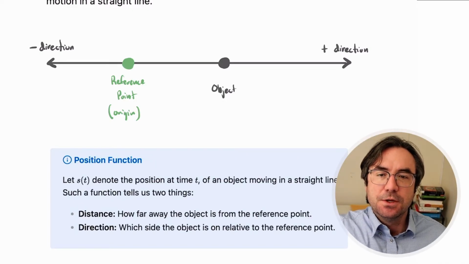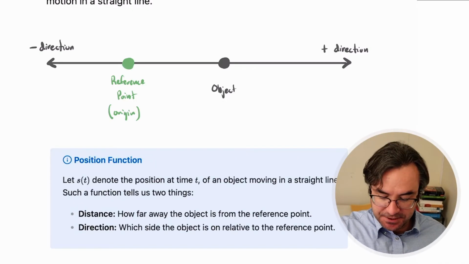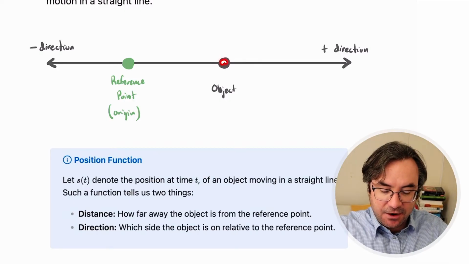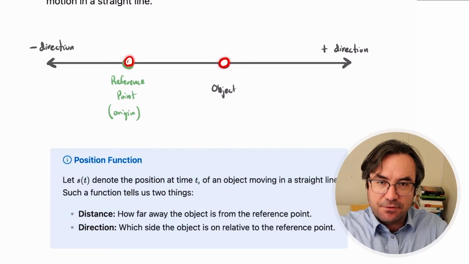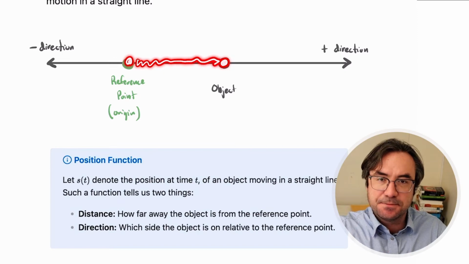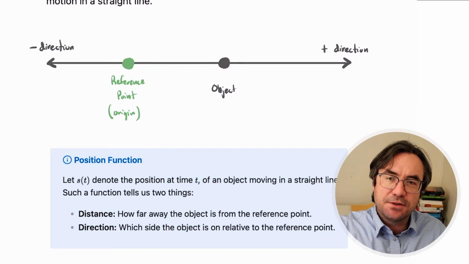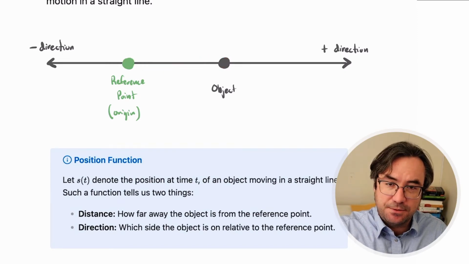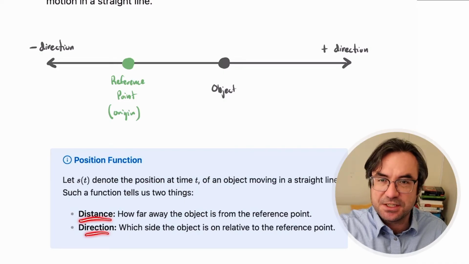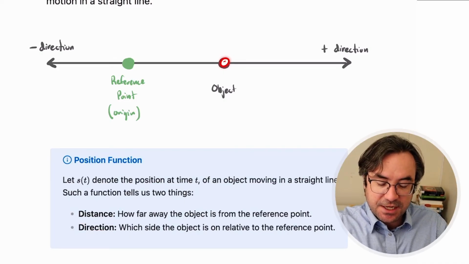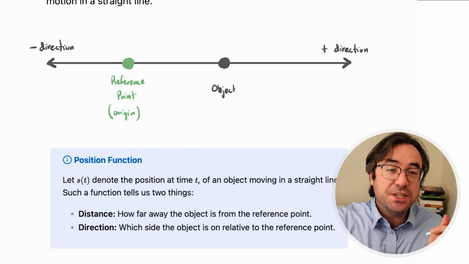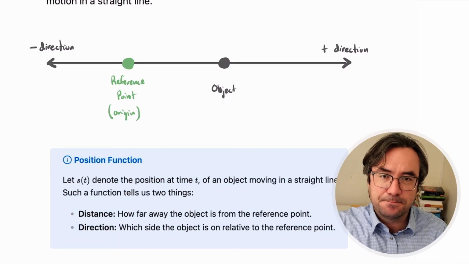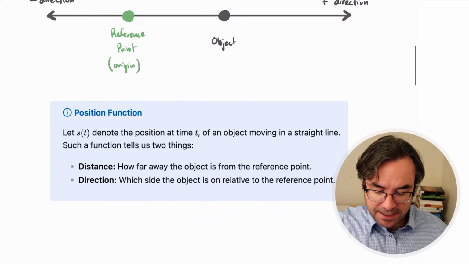All right. So what our position function does is it tells us how far away our object is from that reference point. So it tells us the distance. And then it also tells us which direction. So it tells us kind of two pieces of information. It tells us how far away, and then also which side of our reference point we're on. All right, so let's look at an example.